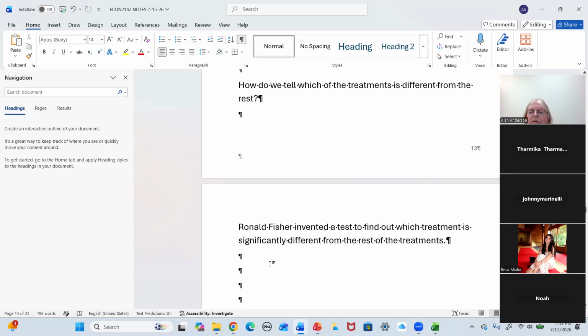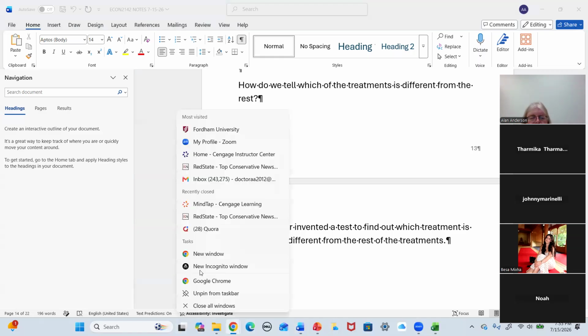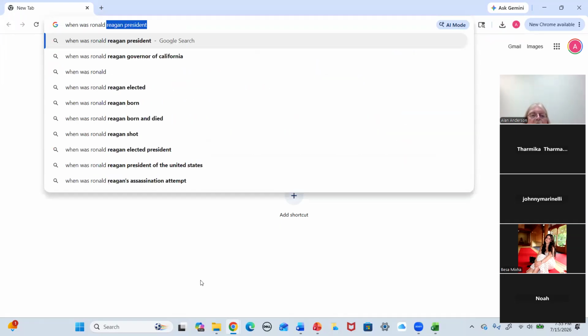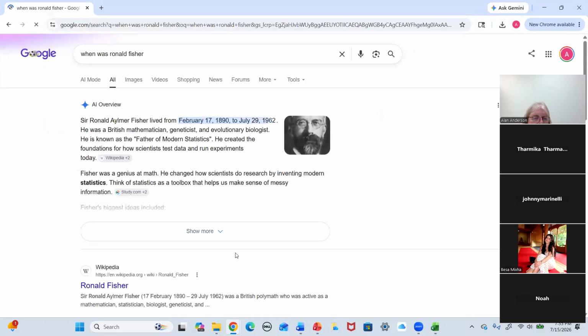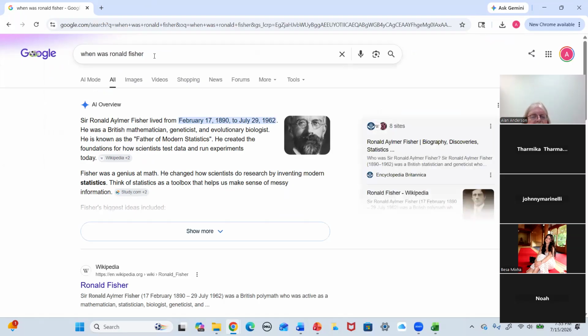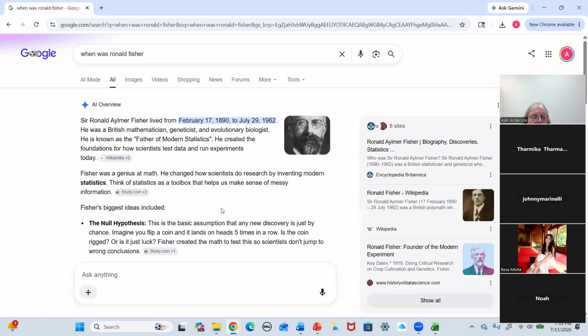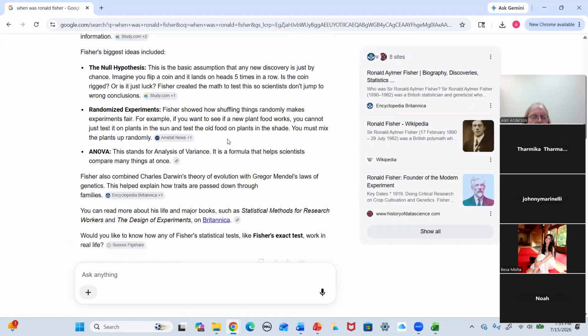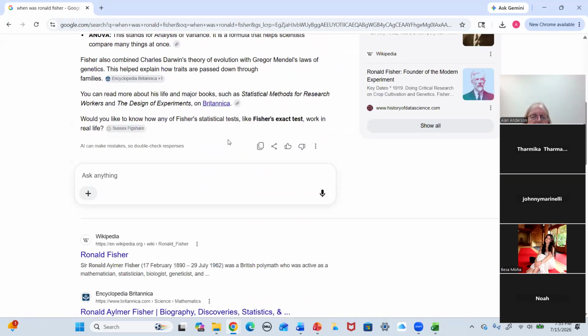Okay. So, he would have been alive during the early 20th century. And a lot of the things that we use in statistics, even if it may not be super obvious, were invented by him. Oh, there it is. I forgot. I left out the important detail. They still figured out what I meant. He lived from 1890 to 1962. It says here he was a mathematician, geneticist, and evolutionary biologist, known as the father of statistics. Oh my God. So that was his idea. The null hypothesis, randomized experiments, ANOVA. Oh boy. So he's a heavyweight, all right.